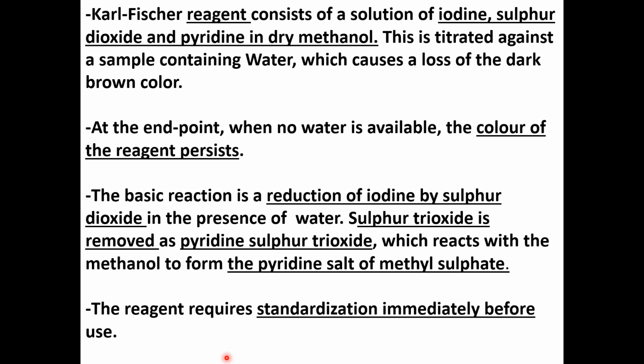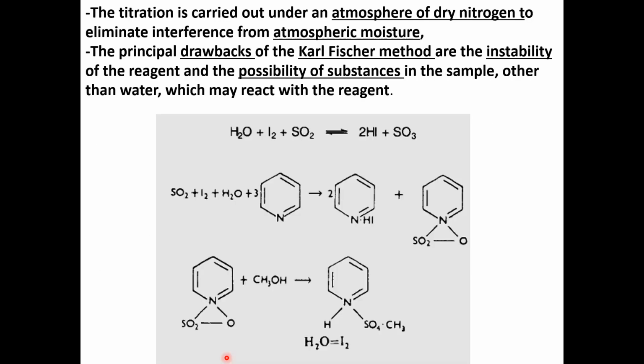The basic reaction is that iodine will cause oxidation of sulfur dioxide into sulfur trioxide in the presence of water. The formed sulfur trioxide reacts with pyridine to form pyridine sulfur trioxide, which in turn reacts with methanol to form the pyridine salt of methyl sulfate. The reagent needs to be standardized before use because of its instability. This is one of the drawbacks of using this method.